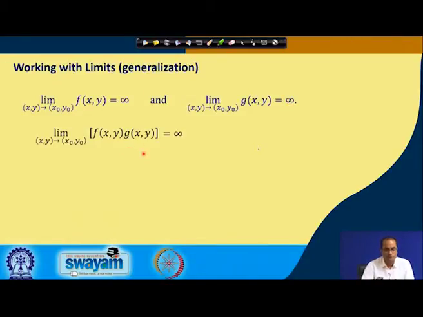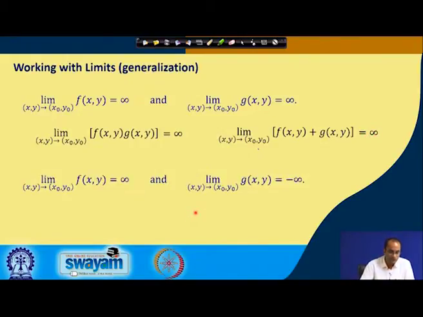So, this limit will also be plus infinity. We can also add the two functions and take the limit as (x, y) goes to (x0, y0), and this will be infinity plus infinity, which we know is infinity again. So, here we have the limit of f as plus infinity and g is approaching minus infinity as (x, y) goes to (x0, y0).